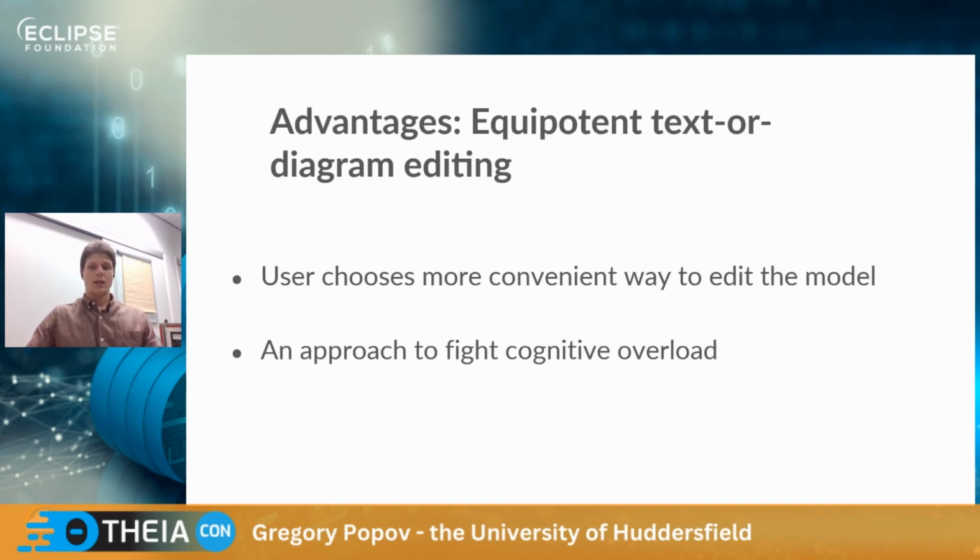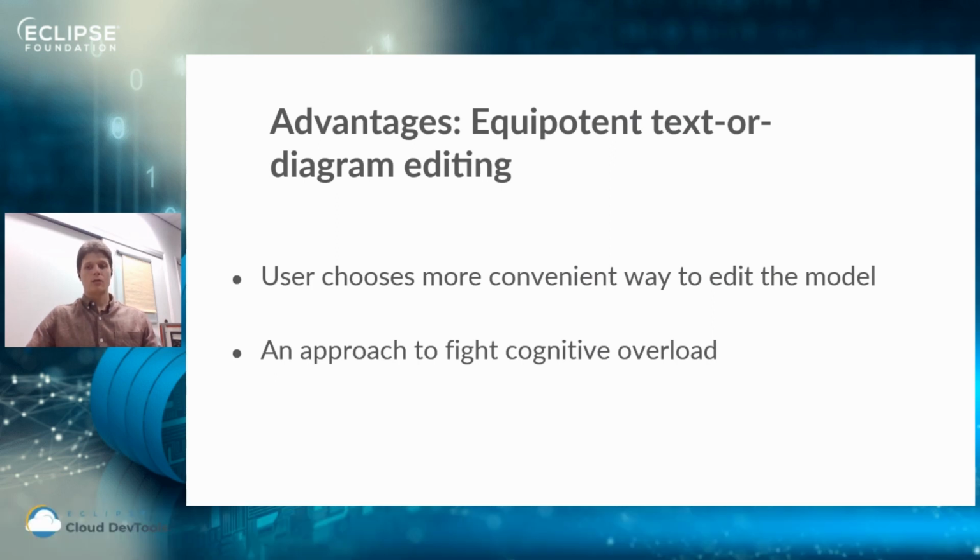From the other side, since both representations are fully editable, the user may choose a more convenient way to edit the model. For instance, there are problems with UML class diagrams because they become too cluttered when the amount of classes goes high. Here we can help by switching to text representation and adding the source directly.